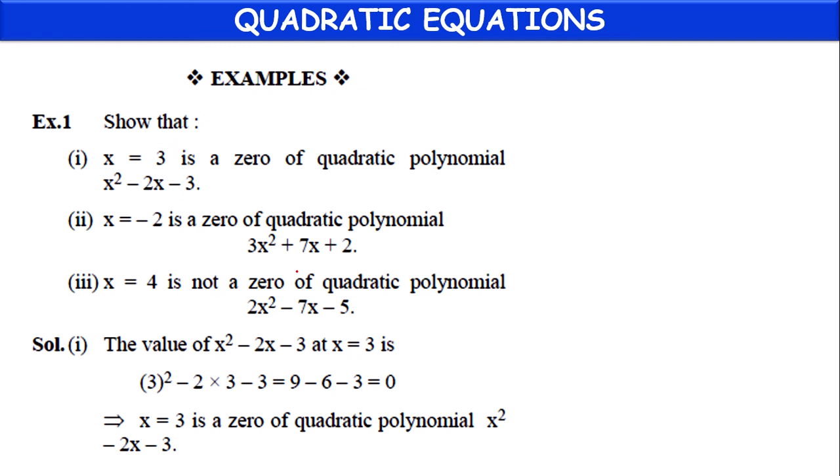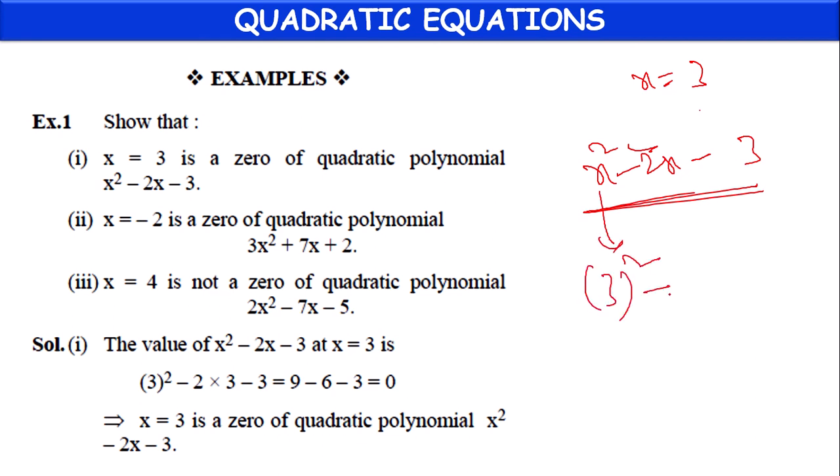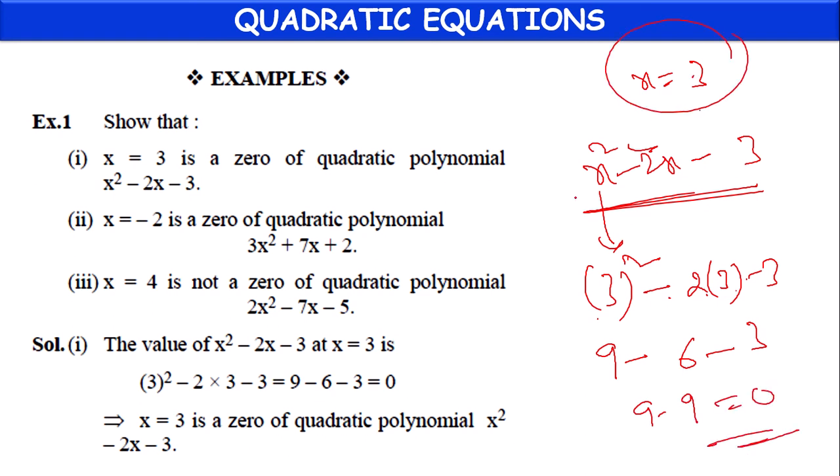If you see the first example, we have to show x equal to 3 is the 0 of x square minus 2x minus 3. Just what we will do, we will substitute in the place of x 3. 3 square minus 2 into 3 minus 3. 3 square is 9, minus 2 into 3 is 6, minus 3. 9 minus 9 equal to 0. Means when x equal to 3, the polynomial is becoming 0. So x equal to 3 is 0 of quadratic polynomial. Like that we can confirm.